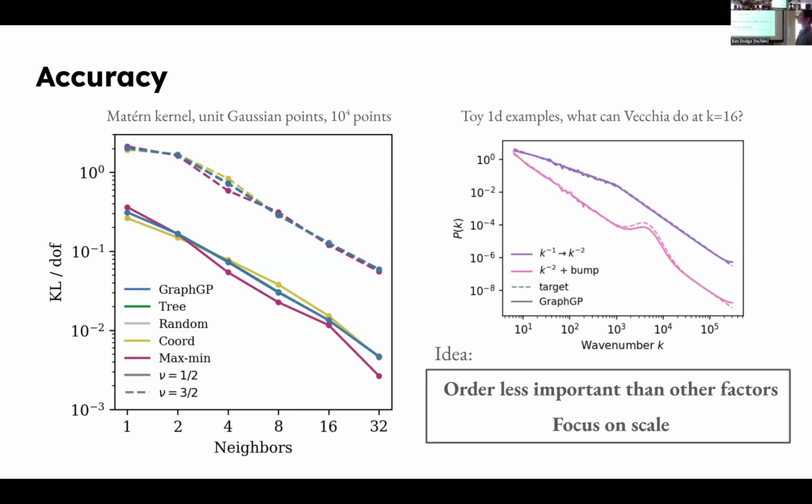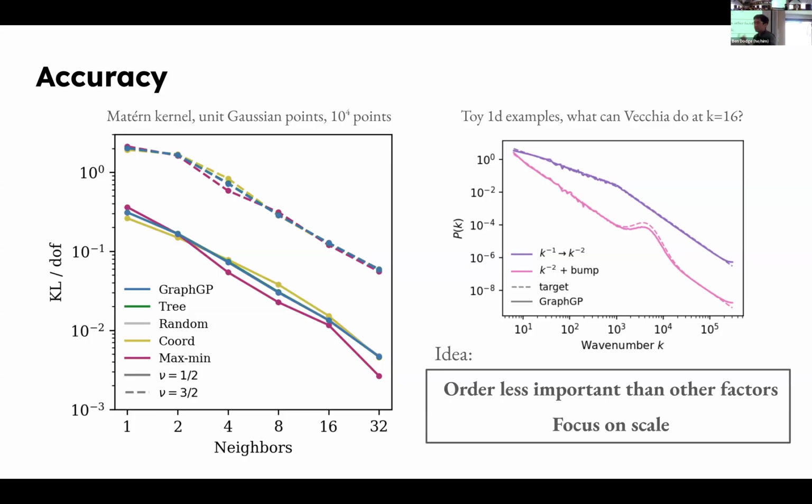And then just to give a little more intuition, here are two toy examples of the types of kernels in GraphGP. The Vecchia approximation is known to be very good at power law kernels, or power law power spectra. This is a kinked power law in purple, and you can see we do pretty well with only 16 neighbors. This is just in 1D. And then something we do very poorly at is, say you put a bump in your power spectrum. You can see it's significantly below where it should be.